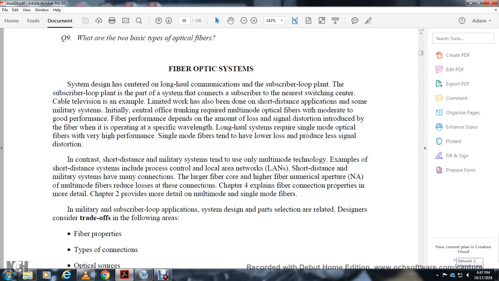Examples of short distance systems include process control and local area networks, or LANs, short distance multiple systems with communications, a large fiber core, and higher fiber numerical aperture. Multimode fibers reduce loss at the connection. Chapter 4 explains the fiber connection property in more detail. Chapter 2 provides more detail on multimode and single mode fibers.